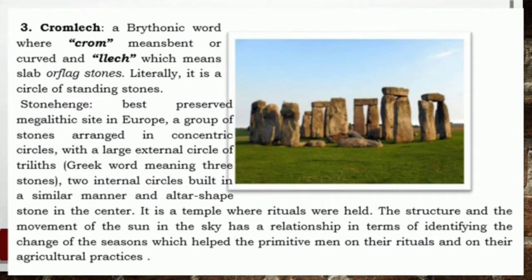The structure and the movement of the sun in the sky have a relationship in terms of identifying the change of the season, which helped primitive men in their rituals and agricultural practices.